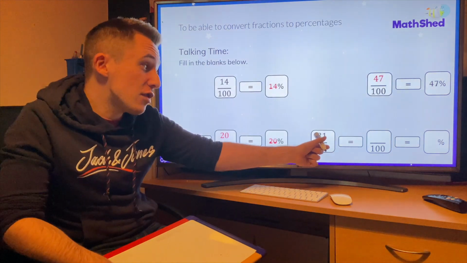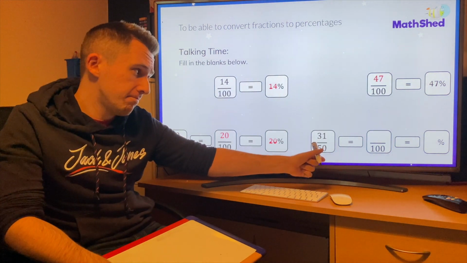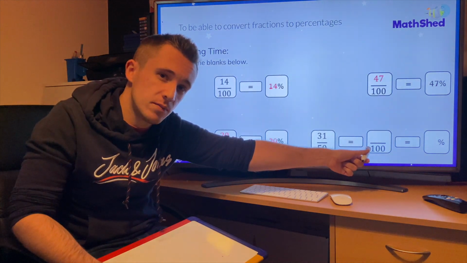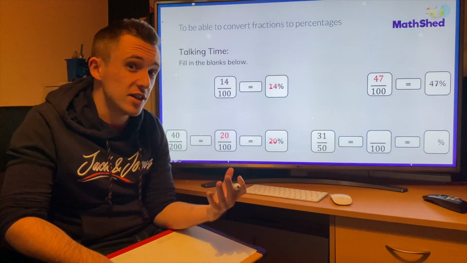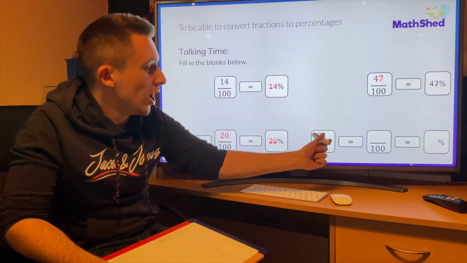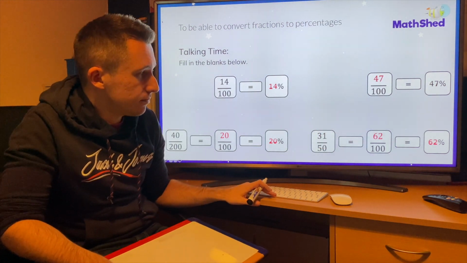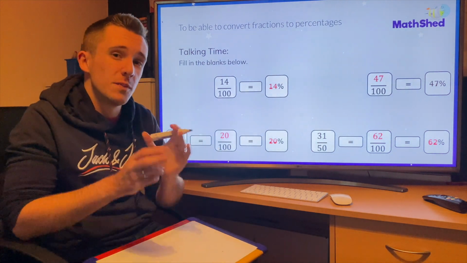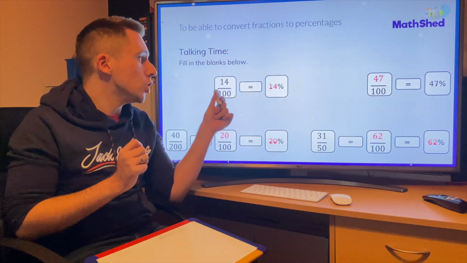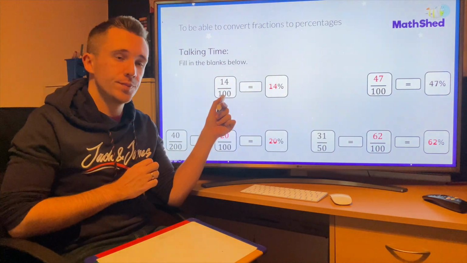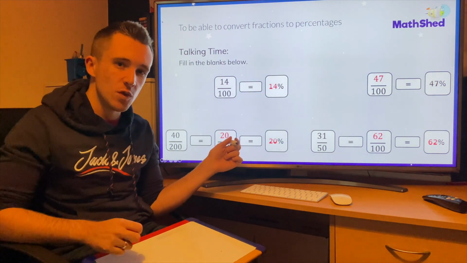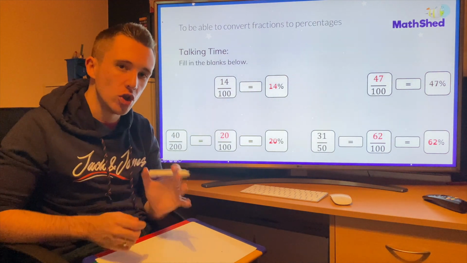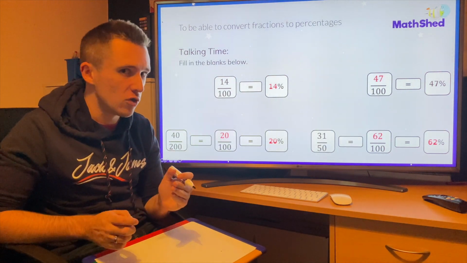This one here is 31 over 50. Now, I need to turn 50 into 100. How am I going to do that? Well, I'm going to double it. And I do the same to the top, which becomes 62 over 100. So to be clear, you need to make the fraction over 100, however you need to do that. Once you've got it over 100, the percentage is just the numerator, i.e. the number on top.